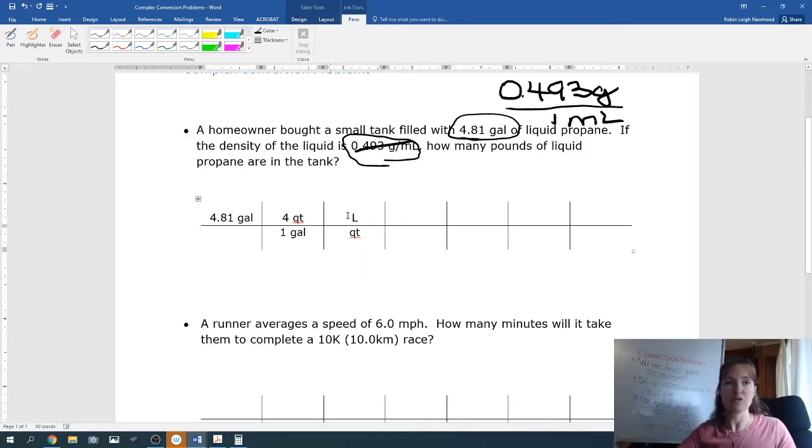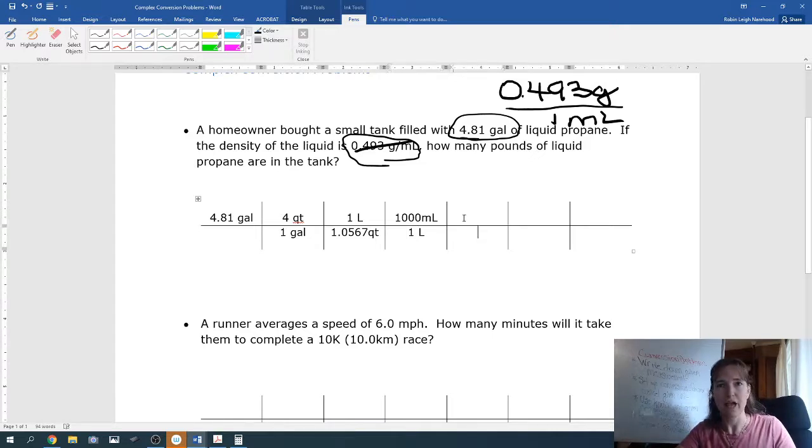So the conversion between quarts and liters, there's 1 liter, and that's the same thing as 1.0567 quarts. And so that will cancel the quarts. So now we have liters, and we want to get rid of liters. And at some point we want to use this density here as a conversion factor. So we want to go to milliliters. So this is just a metric conversion, milliliters to liters. There are 1,000 milliliters in 1 liter.